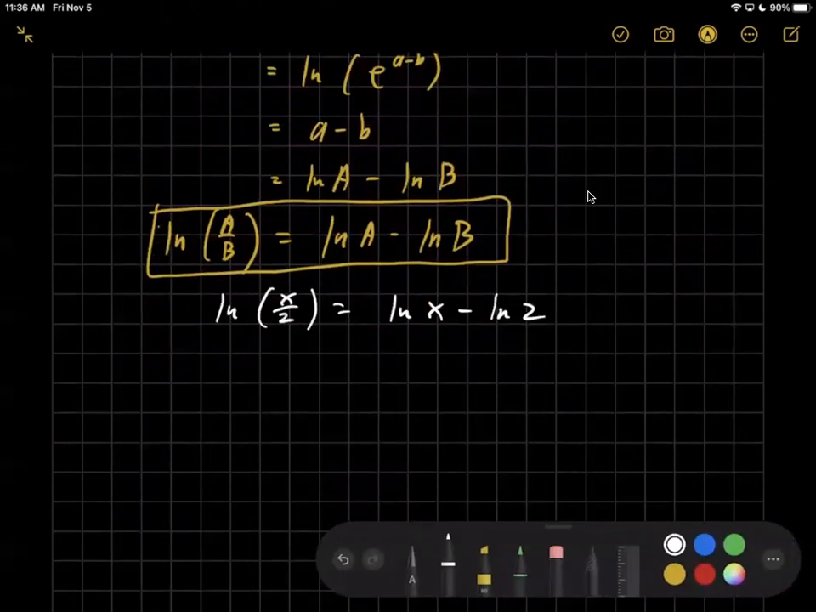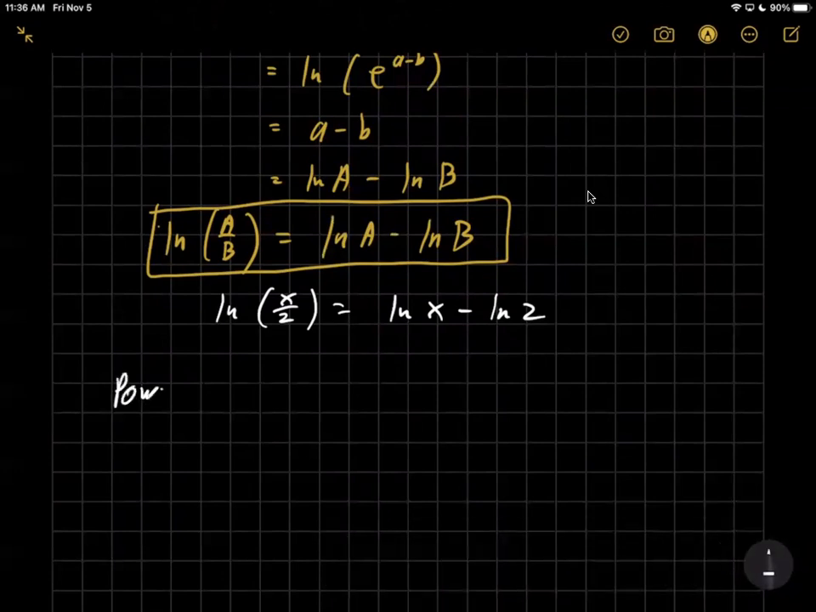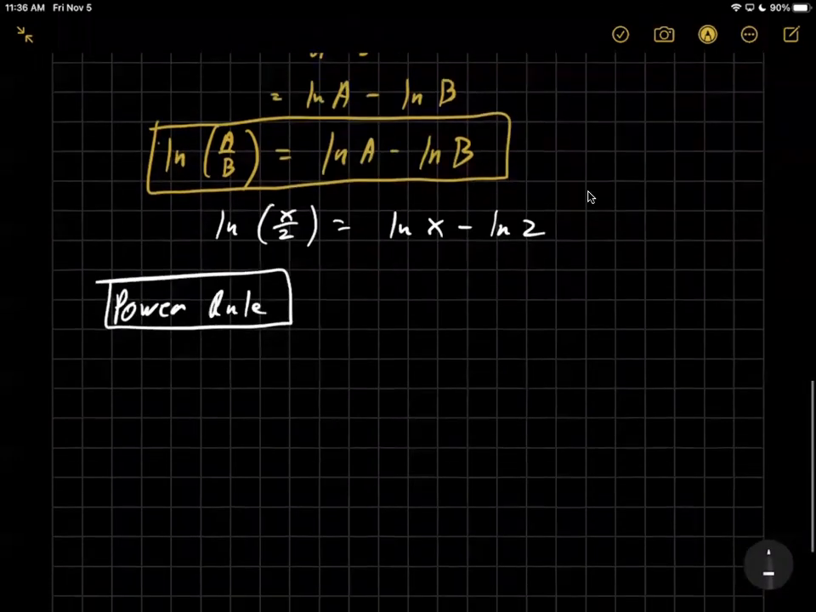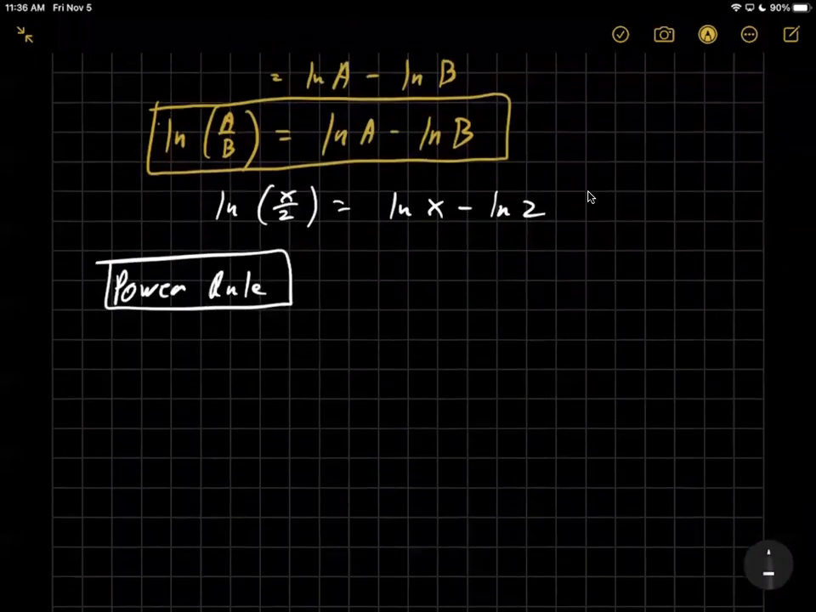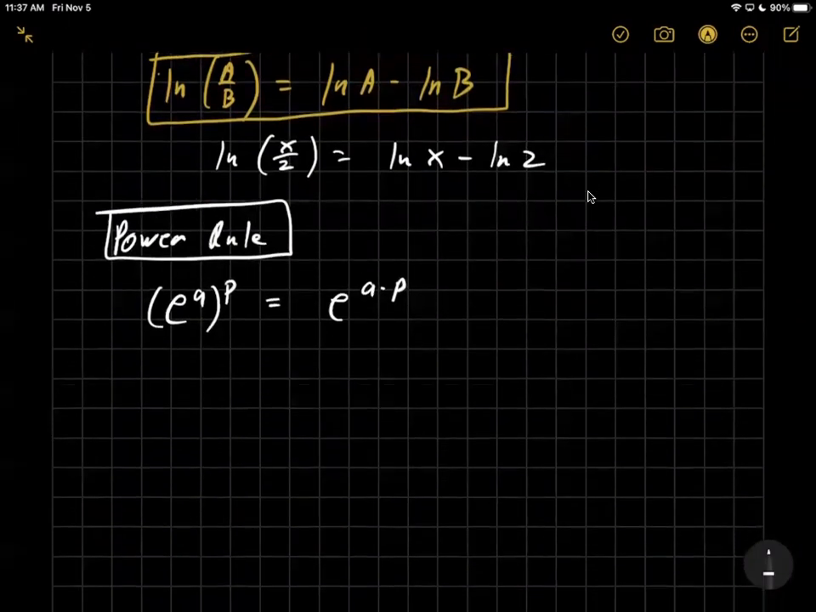What we want to do now is the power rule. This is the one that matters the most. This is going to let us do logarithmic differentiation. So using the power rule, we could start with e to the a to an unknown power, which is going to equal e to the a times that power. Actually, the power is going to be a number that would be given. So we have that relationship.